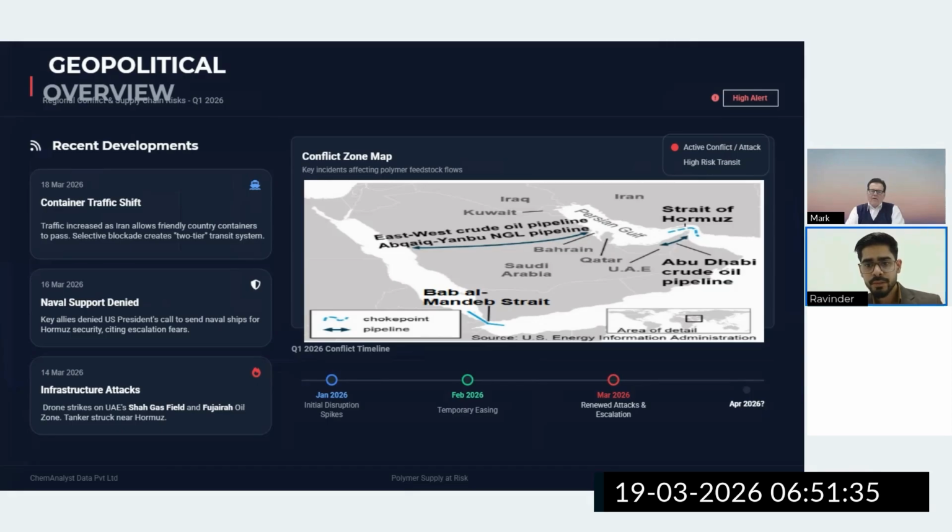Here, this is the Yemen, and Houthi rebels are placed here. And just like last year, the Red Sea crisis happened. Houthi rebels started attacking vessels from here, and that led to high prices of freight.